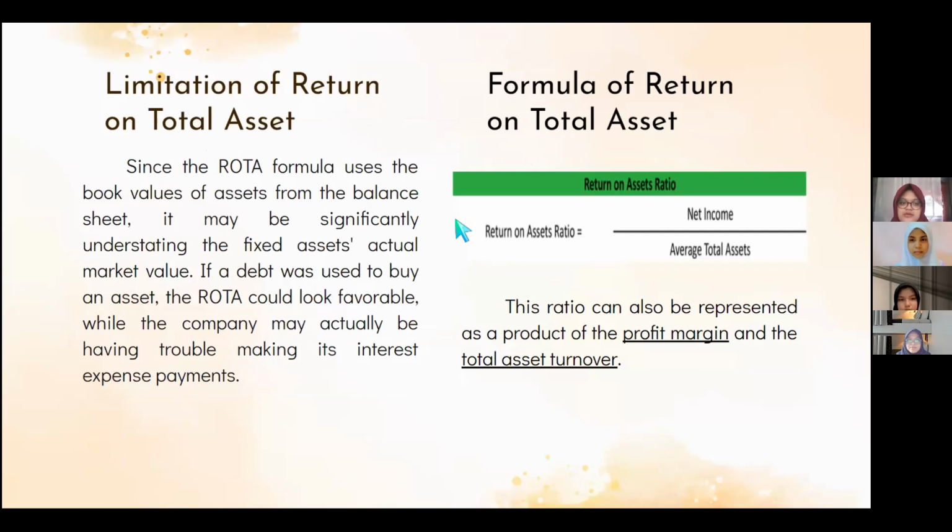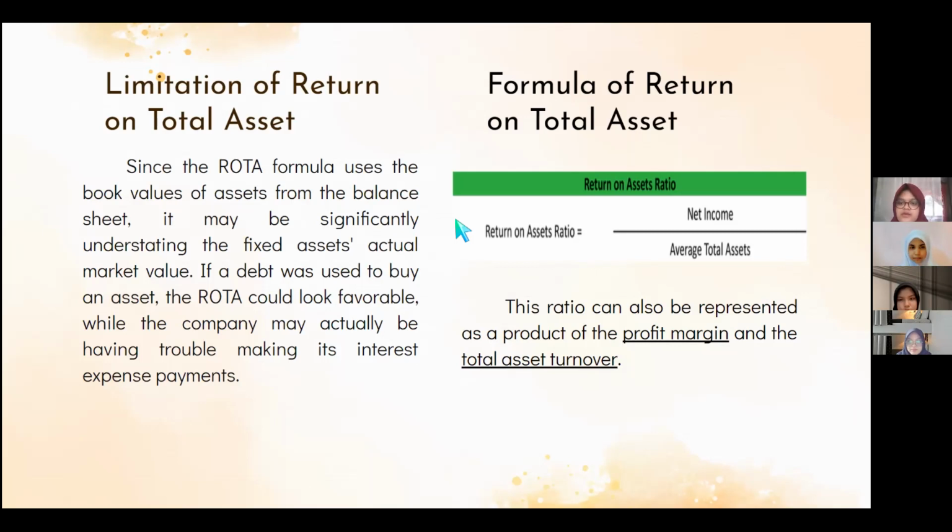Limitation of return on total asset. Since the ROTA formula uses the book values of assets from the balance sheet, it may be significantly understating the fixed asset's actual market value. If a debt was used to buy an asset, the ROTA could look favorable, while the company may actually be having trouble making its interest expense payments.